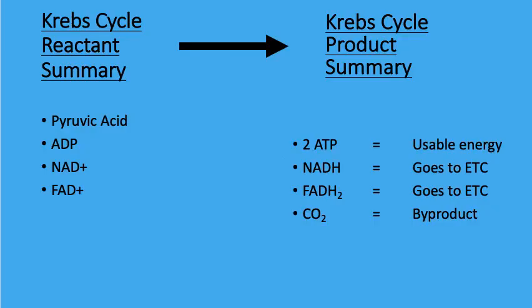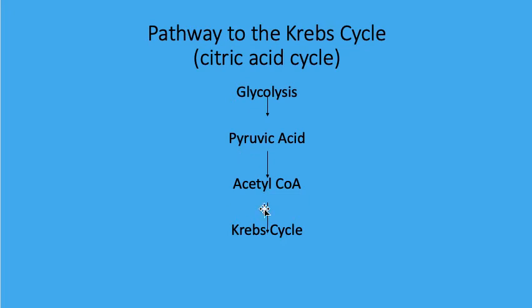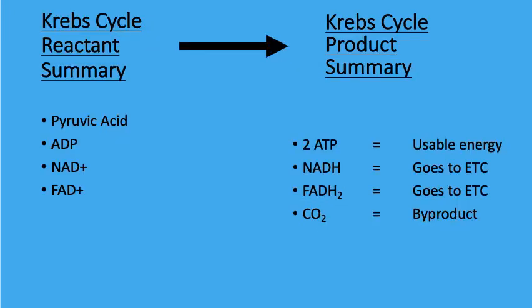I just want to summarize what you should know goes in and what you should know comes out, right? So the Krebs cycle, the reactant summary, we talked about pyruvic acid. And remember, we talked about really it has to be changed into this thing called acetyl-CoA. But pyruvic acid enters. We had ADP. We're going to get 2 molecules of ATP out. This is usable energy for the cell. We put NAD plus in. We're going to get some NADH out.